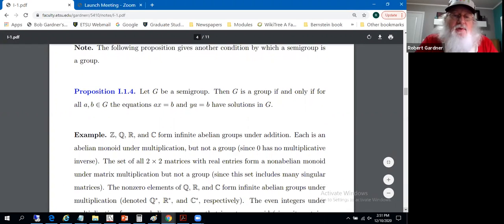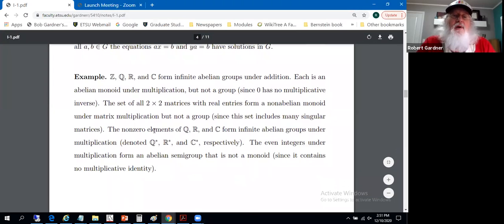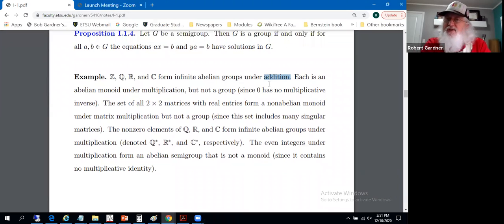Some examples. The integers, the rationals, the reals, the complex numbers, all of these form infinite abelian groups under addition. Okay, I warned you we'd see addition pop up as the binary operation in some of the examples. Yeah, no problem with addition. Any element of these structures, the additive inverse of those elements are there.